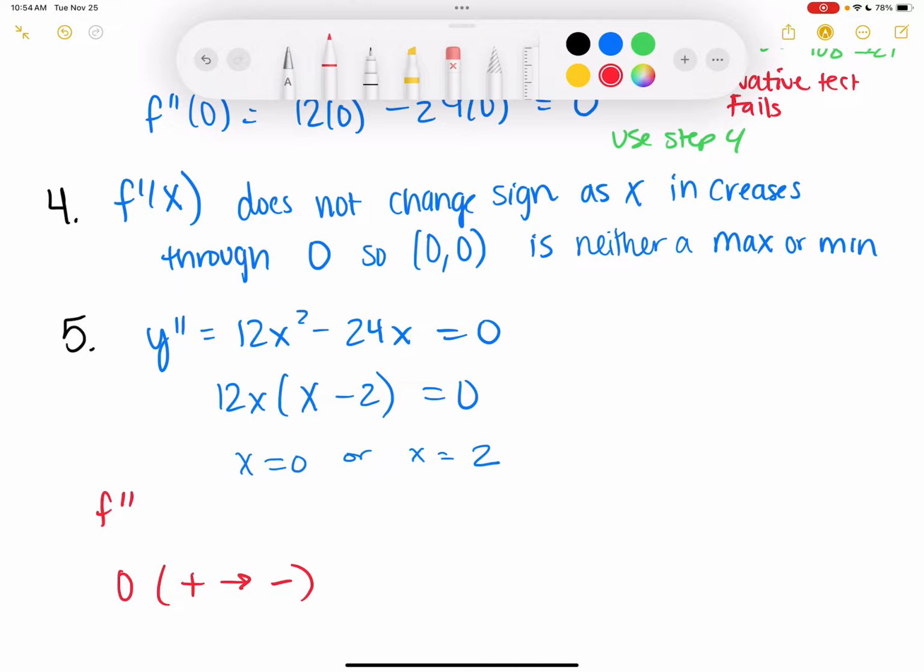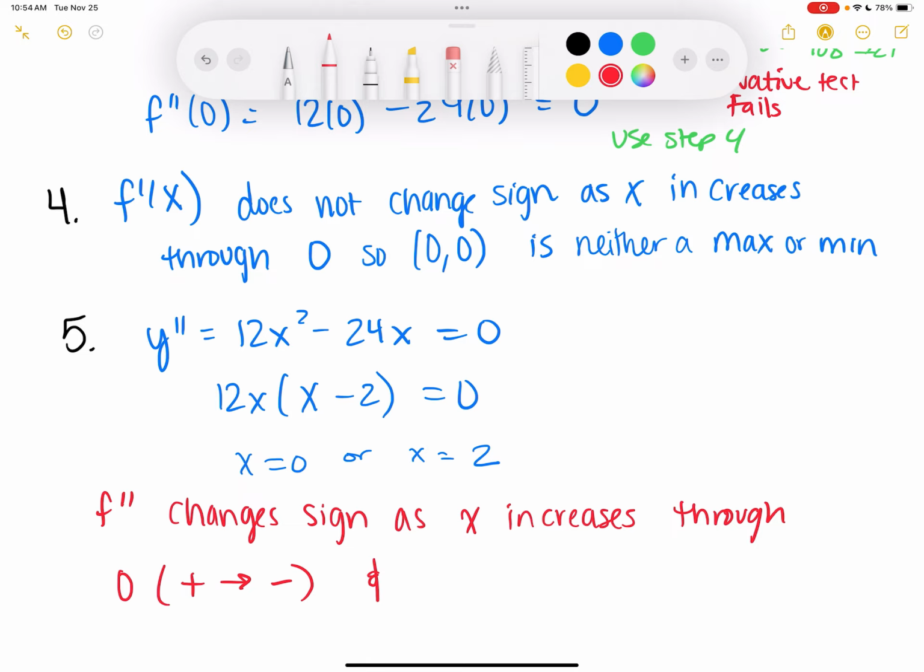So f double prime changes sign as x increases through 0 from positive to negative.